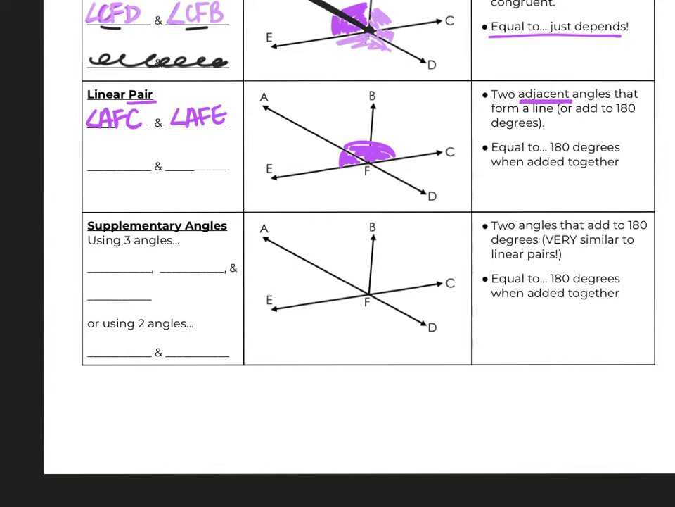But just to show you where the other set is, I would say CFD and angle EFD. So again, they form this line, yeah, this one and this one.